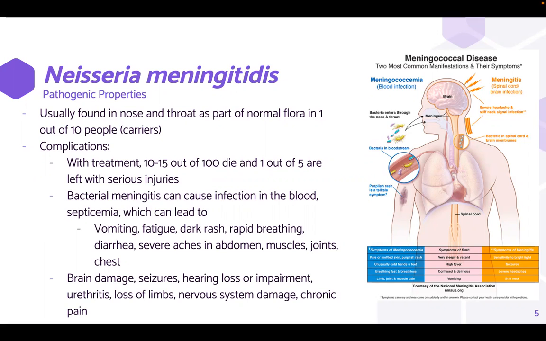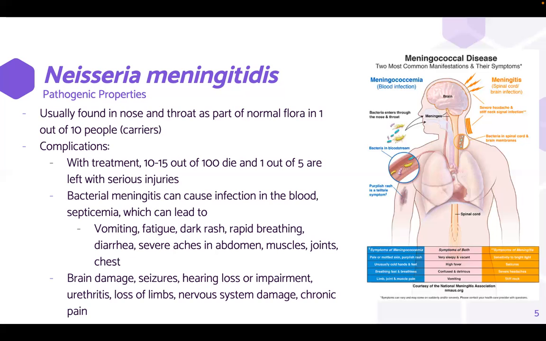Bacterial meningitis can actually lead to meningococcemia, or septicemia, which is infection of the blood. And that can also lead to vomiting, fatigue, dark rash, rapid breathing, diarrhea, severe headaches in the abdomen, muscles, and joints, and your chest. And the purple rash is usually the telltale symptom that you have meningococcemia.